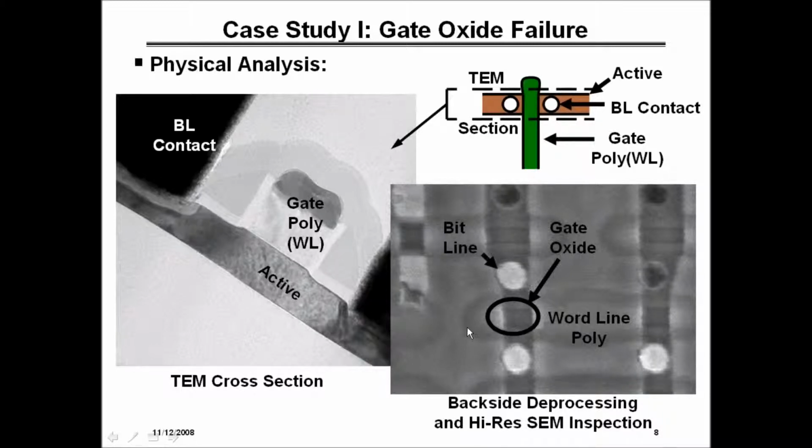We did a bunch of backside deprocessing also to look at the gate oxide. And again, looking at these, even with a low keV, we weren't able to see anything necessarily wrong with the gate oxide. With such thin gate oxides, it's very hard to image them. So we were kind of stuck at that point.